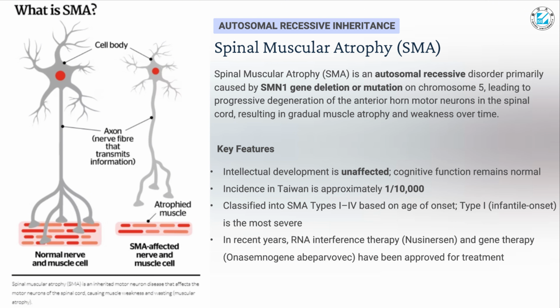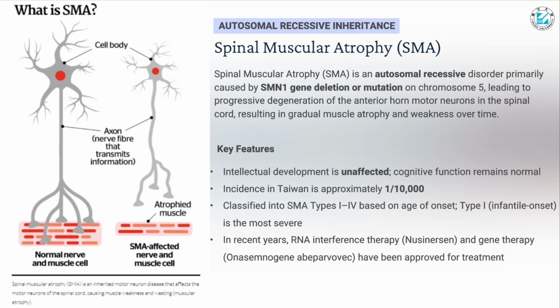Spinal muscular atrophy (SMA) is an autosomal recessive disorder. It is primarily caused by deletion or mutation of the SMN1 gene on chromosome 5. The SMN1 gene is essential for the survival of motor neurons. When SMN1 gene function is lost, anterior horn motor neurons in the spinal cord progressively degenerate. These neurons are responsible for controlling muscle movement. As they are lost, patients develop progressive muscle weakness and atrophy.